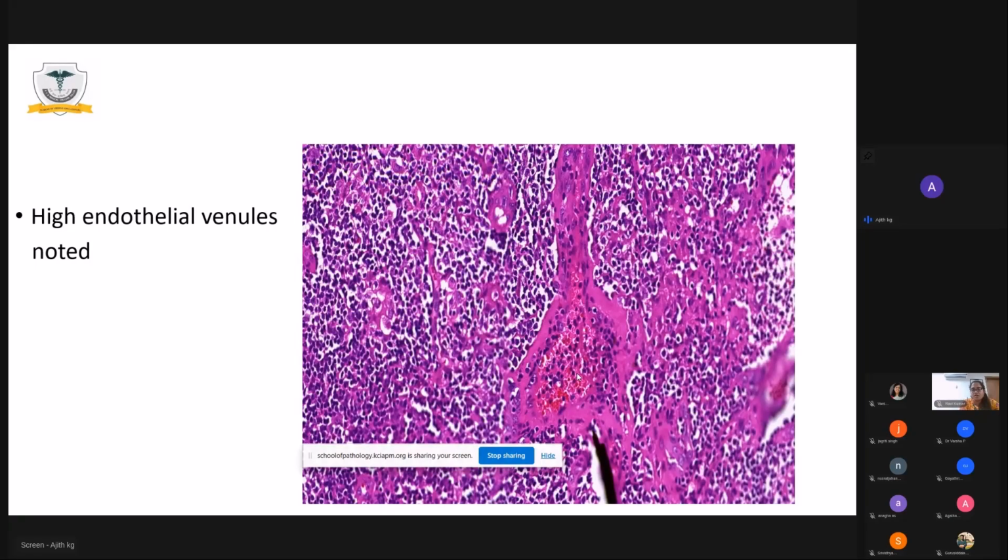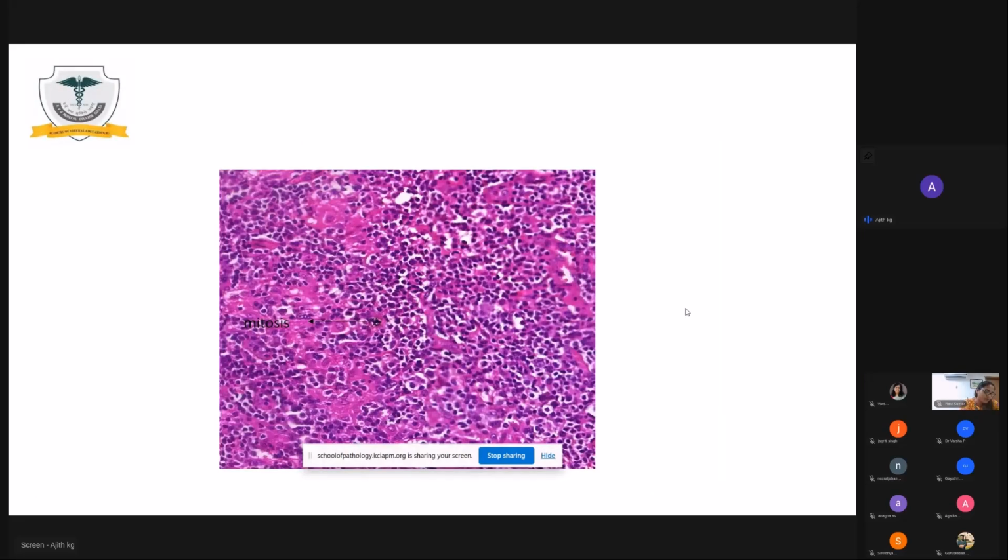In normal venules, the endothelium will be flat, whereas in high endothelial venules, the endothelium will be tall and plump-like, and the basal lamina will be thick. And you can see occasional mitosis here.